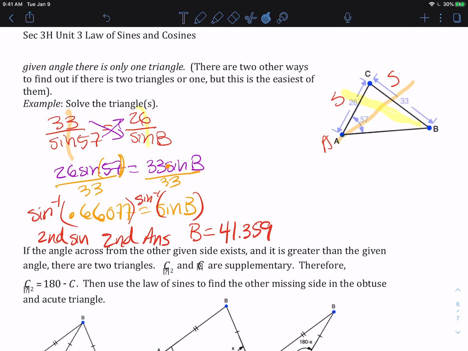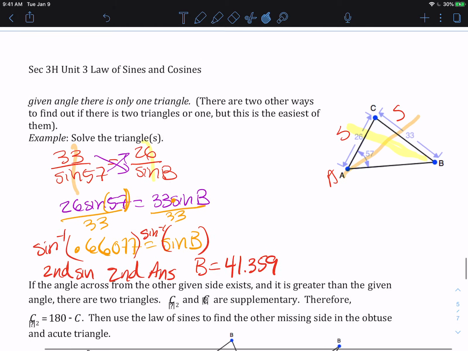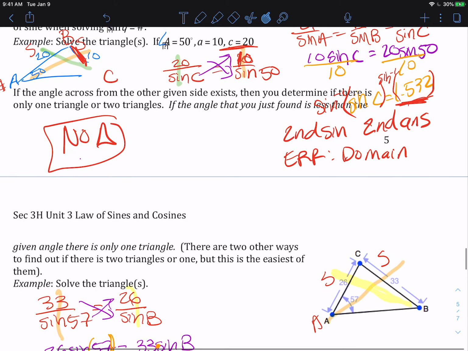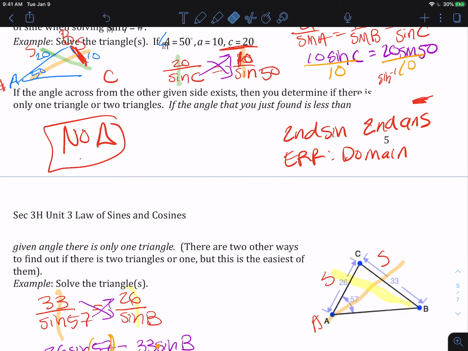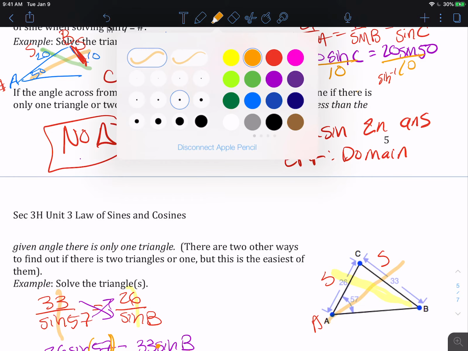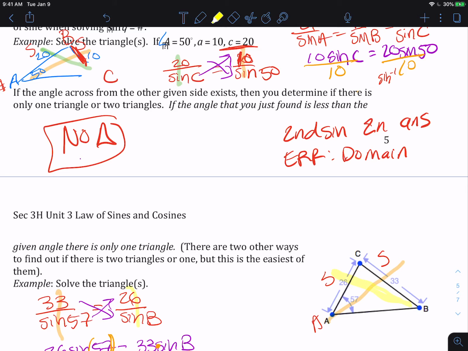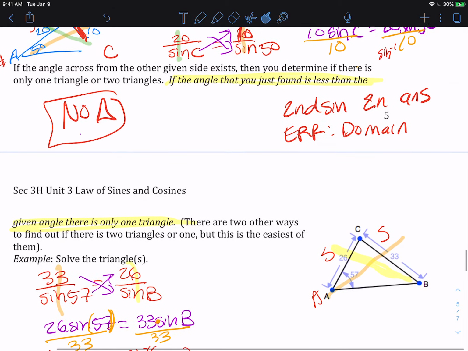Now I skipped over this part. If we look here, I'm going to erase this so that you can see it fine. This is the important piece of information that we want. Once you find that angle, the B angle that we just found, if that angle is less than the given angle, there's only one triangle. There is one exception. If that angle that you just found is 90 degrees, then there's only one triangle. If you try to find the second triangle, it'll be problematic.